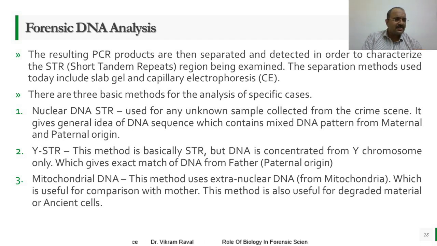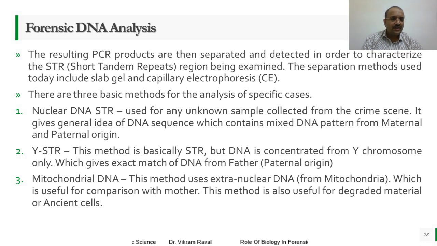That is all studied by electrophoresis, slab gel and capillary electrophoresis, and it is determined what amount or what number or which sequences are present, and such a profile is generated for both the samples, the one recovered and the one from the suspect or the victim or the person involved. So there are basically three methods for analysis of a specific case.